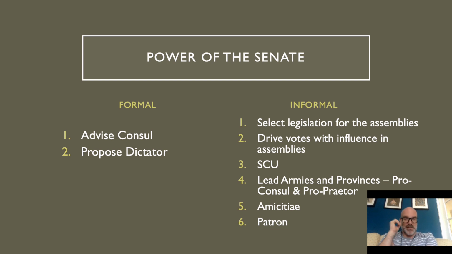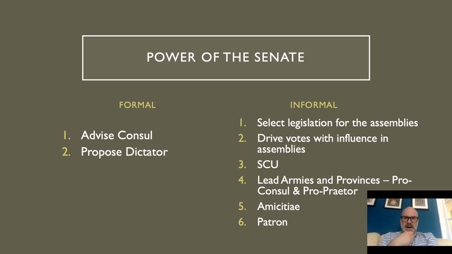Informal powers. Now, this number one is where it gets really interesting. This is probably the most important thing that the Senate do in terms of informal power. They select legislation for the assemblies to debate, and it is not required that the Senate select this legislation. In theory, as any rebellious tribune will tell you, you can take something straight to the assemblies and vote on it there. But tradition and custom is that you put your legislation before the Senate, they debate it, and then they agree whether you can take it to the people. But it's not a hard and fast rule.